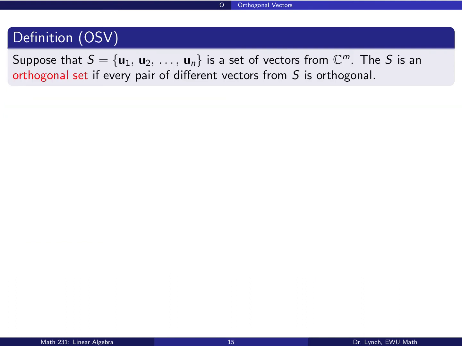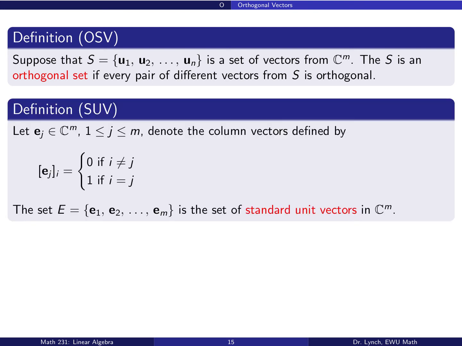Once we've defined orthogonal, we can talk about an orthogonal set. A set is said to be orthogonal if every distinct pair in the set is orthogonal. Okay, so there's a quick way to write that. The quick way to write that is that the inner product of u sub j with u sub k is 0 whenever k is not equal to j.